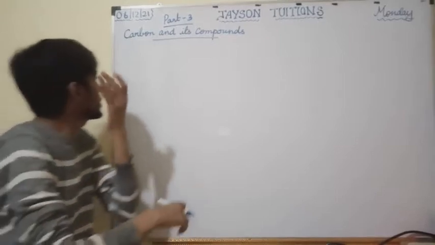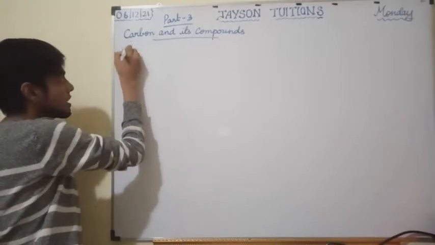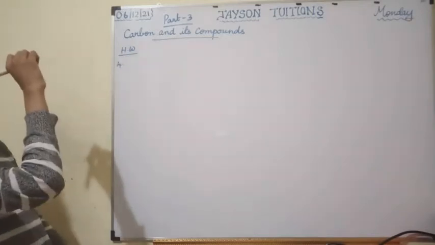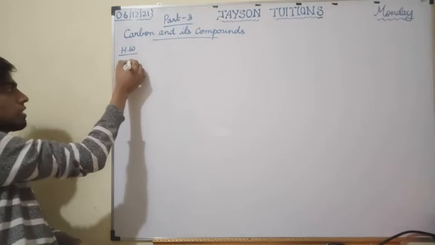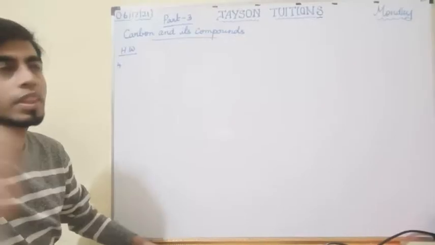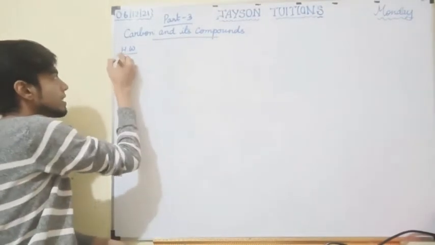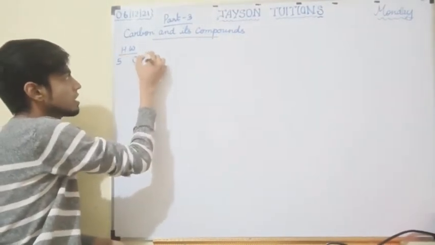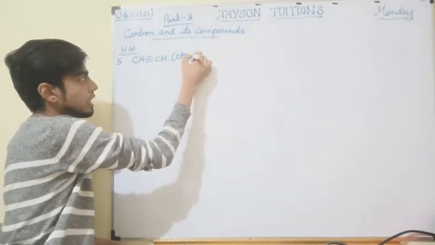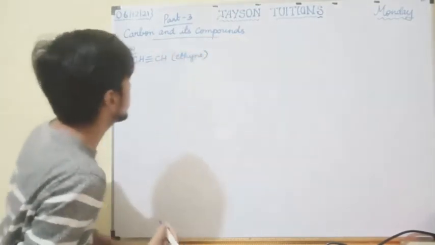So we'll continue with our carbon and compounds. Yesterday's homework sum we will do first. Fourth question. Okay, I gave CH triple bond CH. So I'm sorry, fifth question. CH triple bond CH. It is nothing but ethyne. This is what I gave as homework in the previous class.